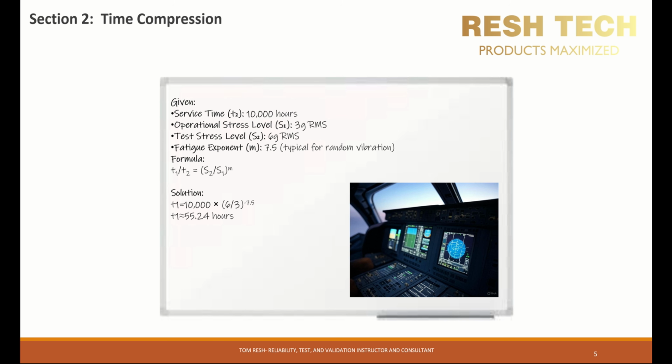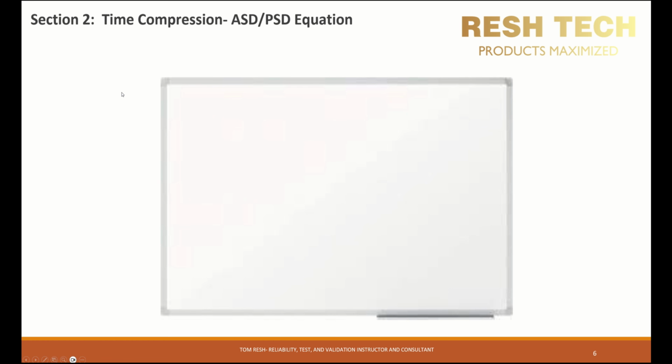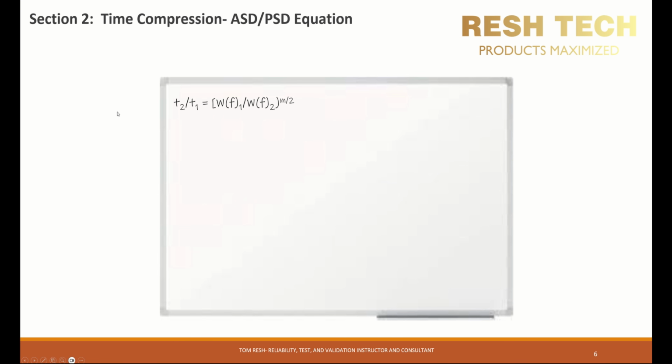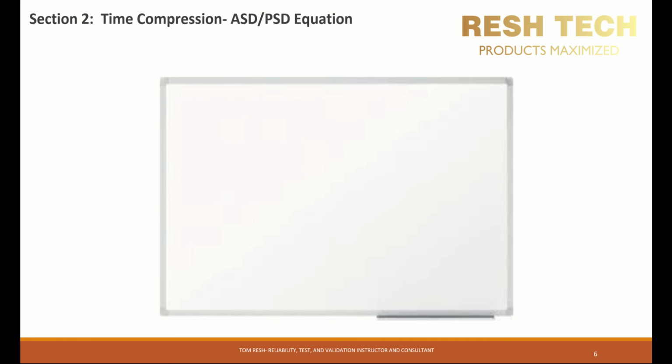As you can see, with the known values of 10,000 hours for T2, 3 GRMS for S1, and the target is to use 6 GRMS for the test stress level S2, and an exponent value of 7.5, we get a T1 value, or test time value, of 55.24 hours. Since random vibration most commonly uses a unit of measure in PSD or ASD, which is acceleration spectral density, Annex A also includes a formula for solving in ASD or PSD. Let's go ahead and perform an example using the ASD equation.